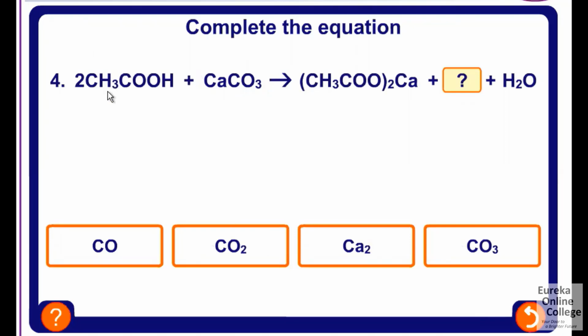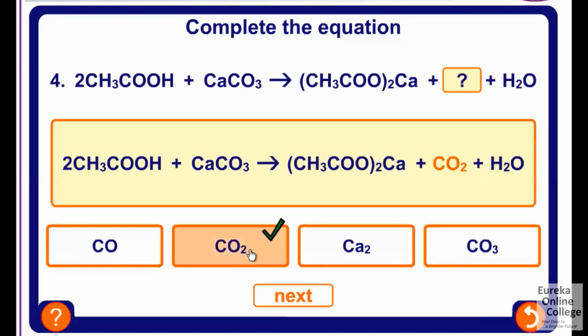Now we've got ethanoic acid, calcium carbonate. We're obviously going to create our calcium salt, but we need to remember that we always produce carbon dioxide as well when we're using a carbonate as the base.